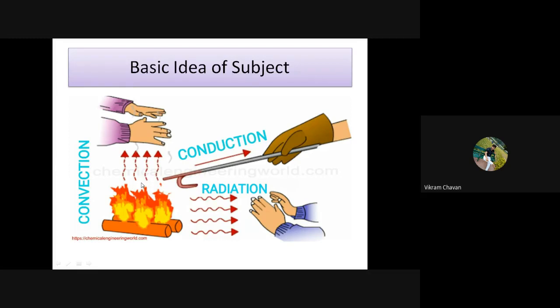The heat is using the medium and is being transferred to another region, towards the object, that is, that person's hand, and the person feels the heat. So transfer of heat by using a fluid medium is nothing but convection.